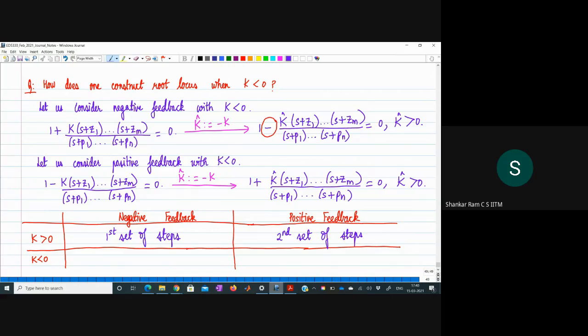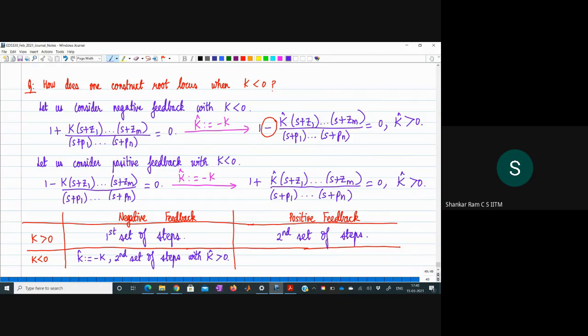So when we have positive feedback with positive k, we use the second set. Now when we have negative feedback with negative k, what we do is define k hat to be equal to minus k to get a pseudo positive feedback system. And then use the second set of steps with positive k hat. So that is the difference. All right. So once we start doing problems, things will become clear.